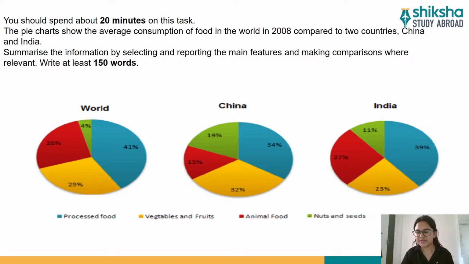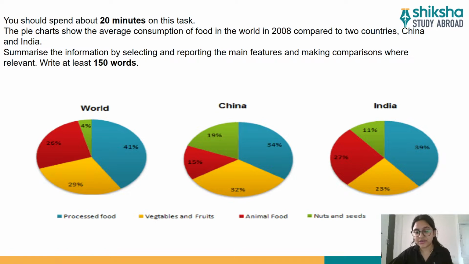As you can see, there are three pie charts given in front of you. First is related to the world, second is related to China, and third is related to India. There are certain categories given here. The blue one is for processed food, yellow is for vegetables and fruits, the red portion is for animal food, and nuts and seeds is the green color. Alright, so this is how the division has been made.